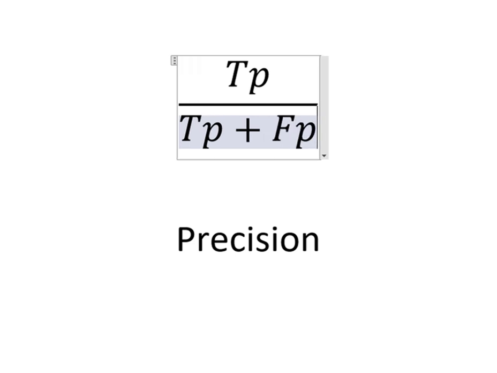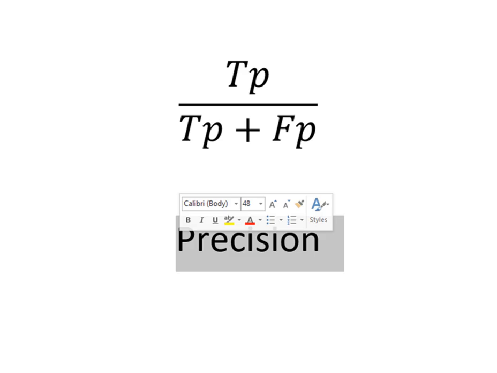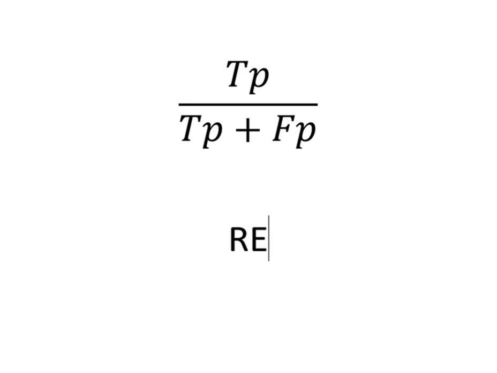An easy trick to remember this is that all of these are positives. At the end of each of them, there is a P. It means that there is always a positive. So this is precision, and afterwards you have recall.